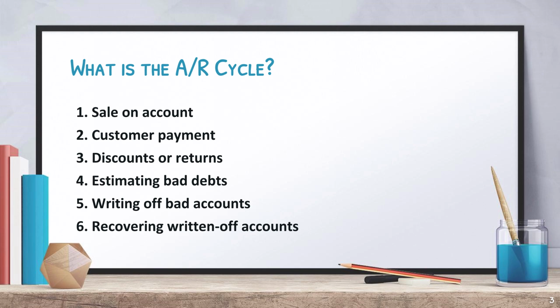First, a sale is made on credit, creating an accounts receivable balance. Next, customers may pay their invoices, sometimes even taking an early payment discount. In some cases, customers may return goods, which reduces the receivable. At the end of the period, companies must estimate how much of their receivables may become uncollectible. Then, when a specific customer truly cannot pay, the company writes off the bad account. And occasionally, a small miracle happens. A customer pays an account that was previously written off. Let's walk through each step of this life cycle using the actual journal entries accountants record.